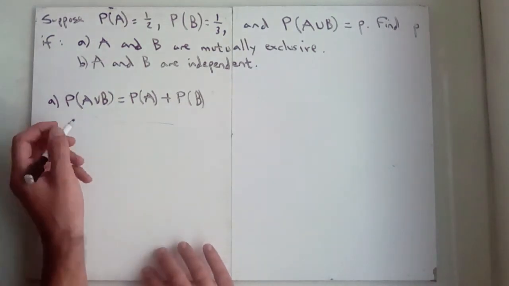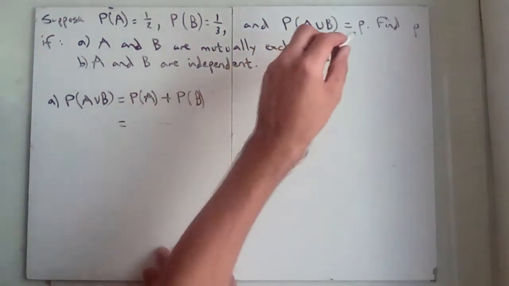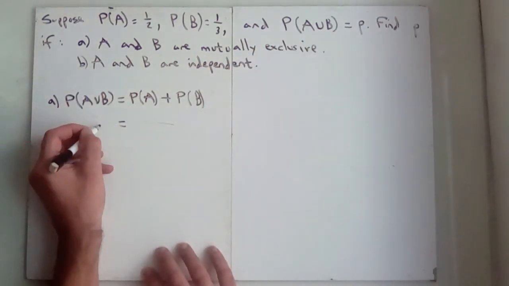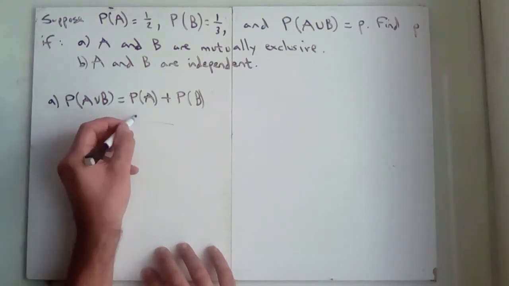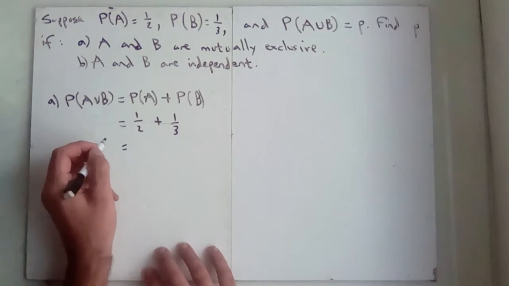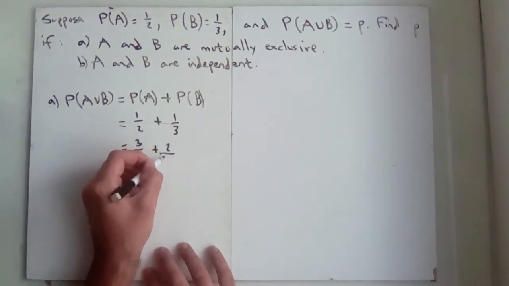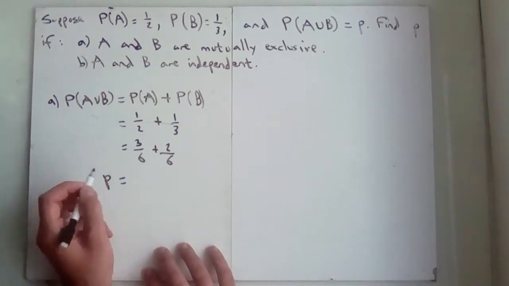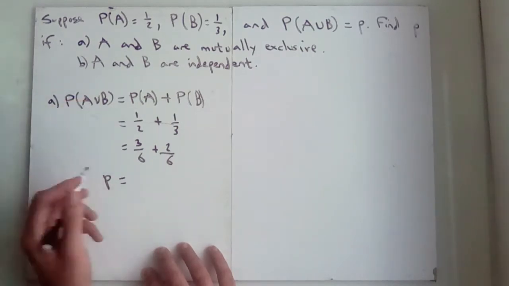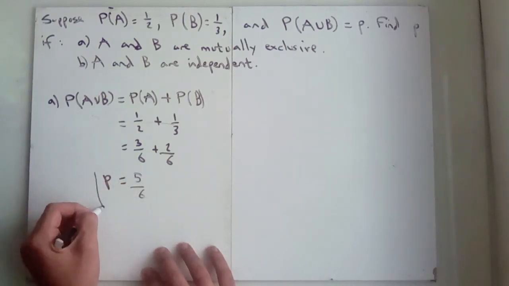So all we need to do is, remember P(A union B) is our p that we're looking for, so we just need to add them up. It's 1/2 plus 1/3, put it in sixths, which must be 3/6 plus 2/6, so p is P(A union B), so it must be 5/6.